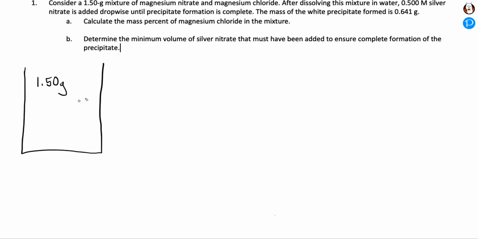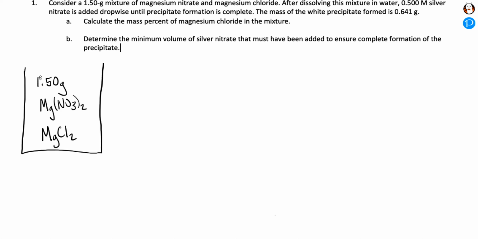The first key to this problem is knowing the proper formulas for magnesium nitrate and magnesium chloride. For magnesium nitrate, you need to know that the formula is Mg(NO3)2. And then we've also got magnesium chloride in there, MgCl2. They say that that's our original mixture.